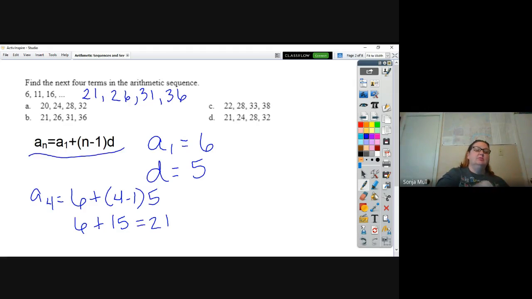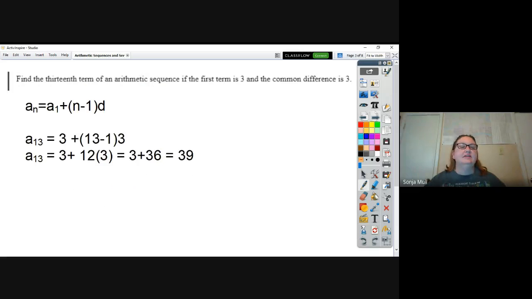This formula is really more useful when I want to find a term way down the line. Like, what is the 100th term? I don't want to sit here and add 5 over and over again 99 times. So I'm going to use this formula. Let's look at the next problem.